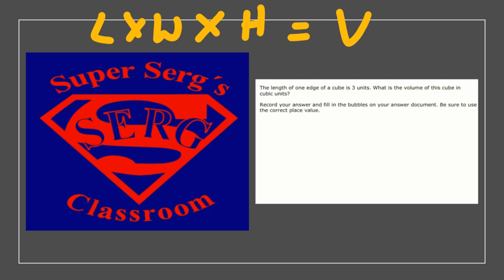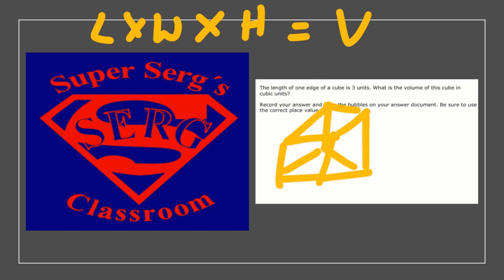The length of one edge of a cube is 3 units. What is the volume of the cube in cubic units? Record your answer and fill in. So this is another bubble in. What do I know about a cube? All sides are equal, right? So if the length is 3, the width is 3, and the height is 3.